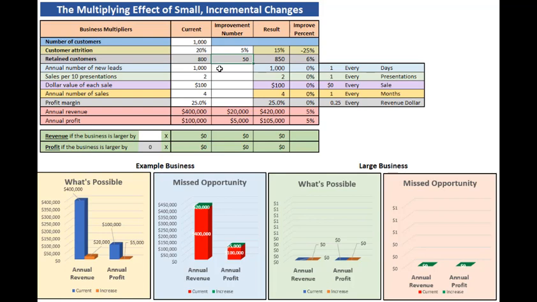Now look what would happen if they generated just 50 more leads. That's 1 more lead every 7 days, 1 lead a week, and add 1 more conversion. That's 1 more sale out of every 10 presentations. Bump the dollar value of every sale by 10%, in this case it's $10, and get their customers to buy 1 more time in the next 12 months. And then increase their profit margin.